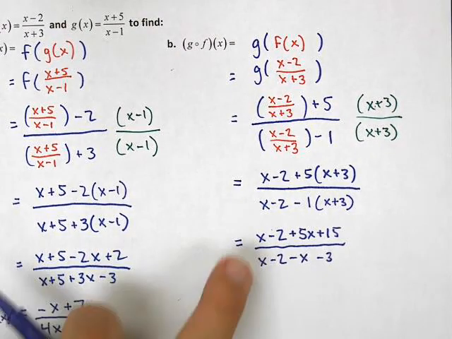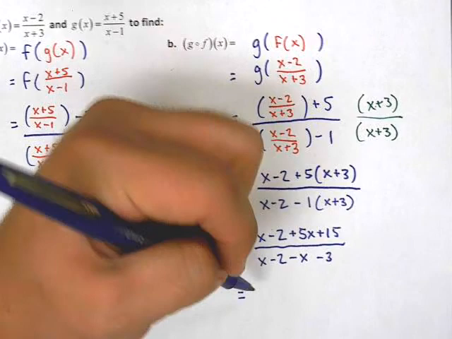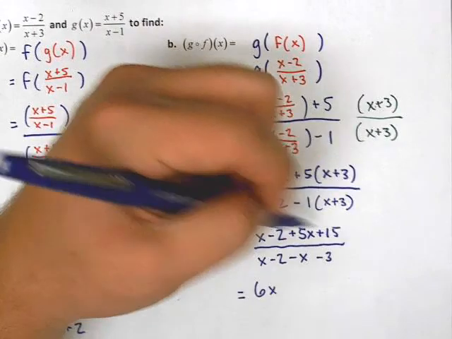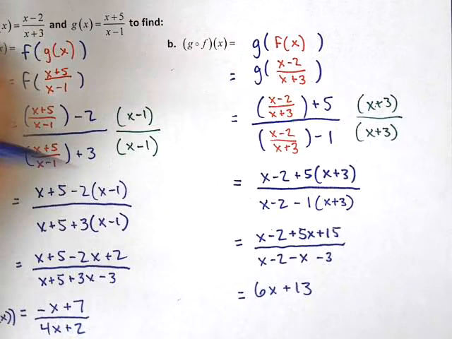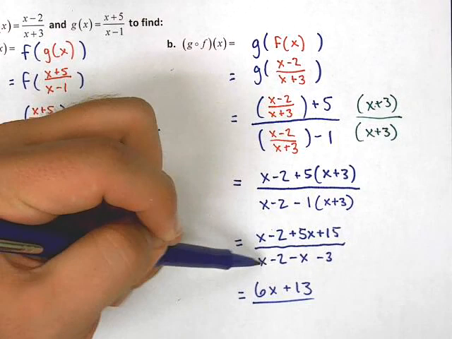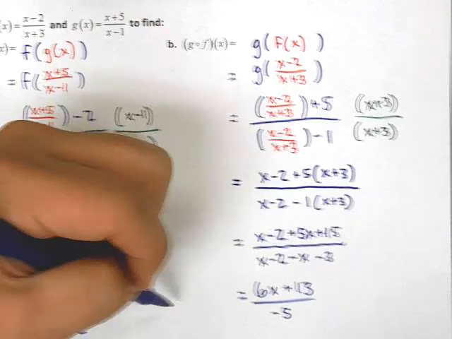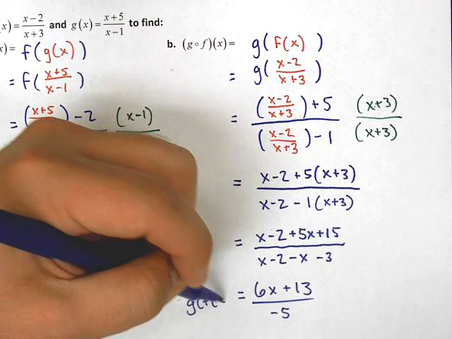All right, when we distribute, x minus 2 plus 5x plus 15 all over x minus 2 minus x minus 3. All right, be very careful. Make sure to combine correctly. We have 6x, we have positive 13, and x and negative x cancel, so negative 2, negative 3, minus 5. That is g of f of x.